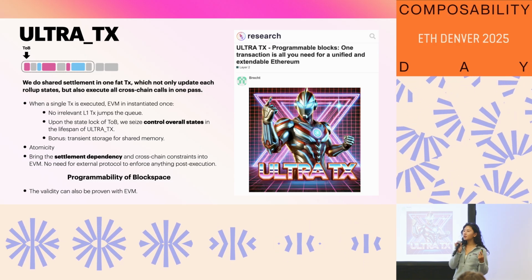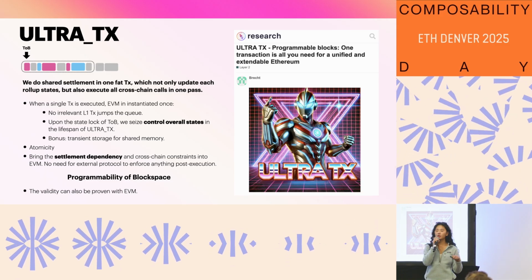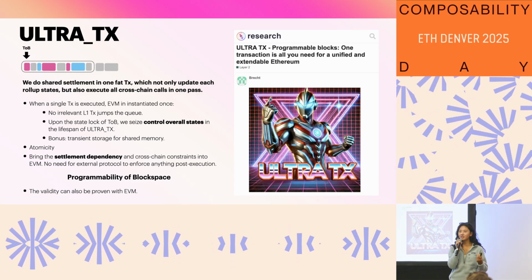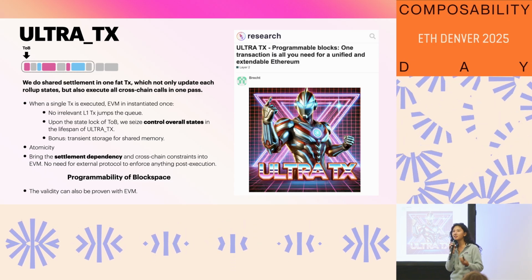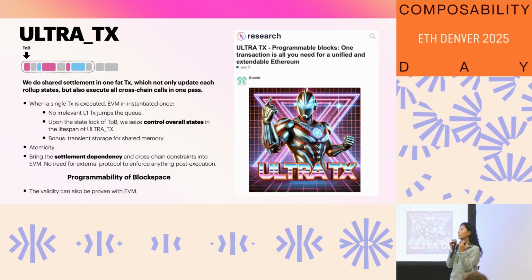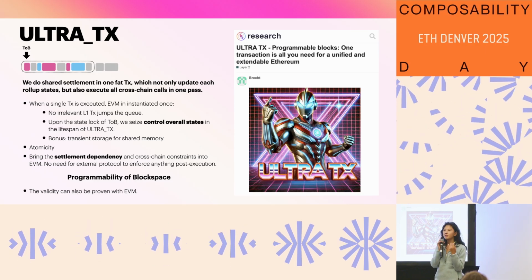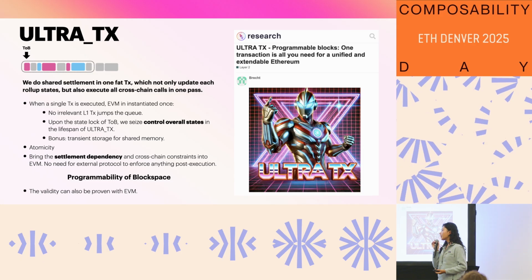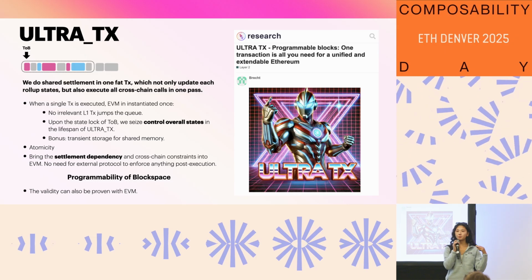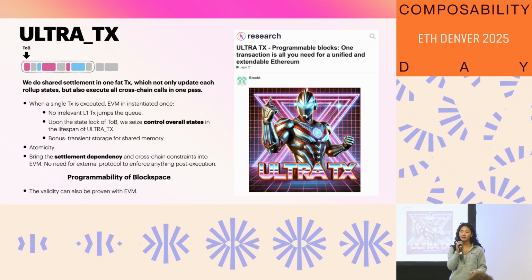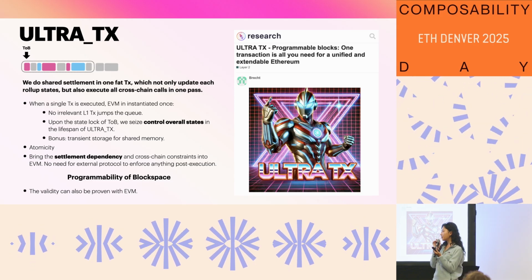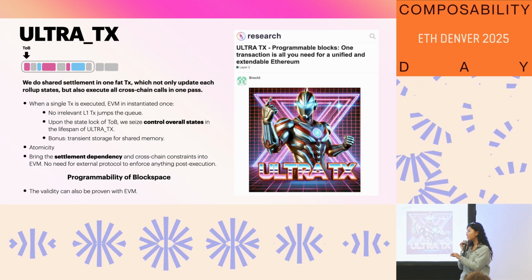And we also kind of bring the settlement dependency and cross-chain constraint within the EVM. So if the settlement of certain transaction of chain A depends on the message passing from chain B, then everything is programmable because it's being compiled and written in this ultra transaction. So yeah, there's no external protocol to enforce anything. So we kind of bring this programmability into block space. And the validity of ultra transaction is being enforced by proving the building process of itself.